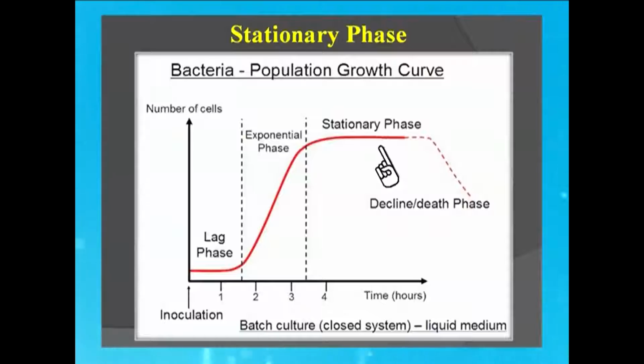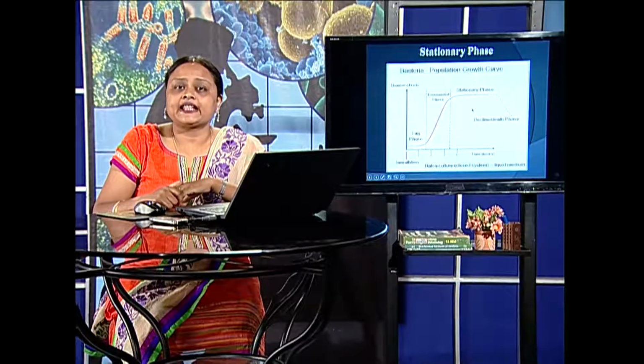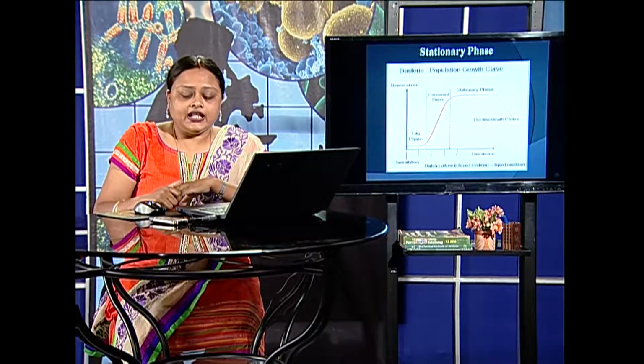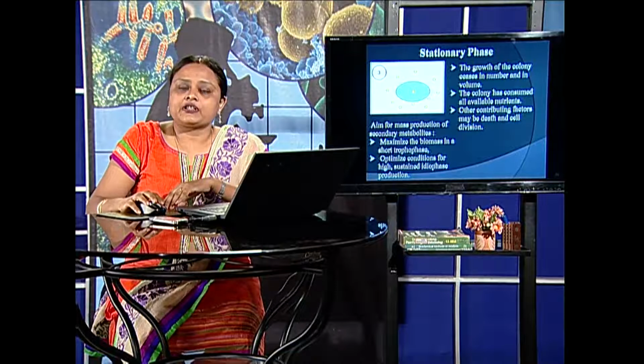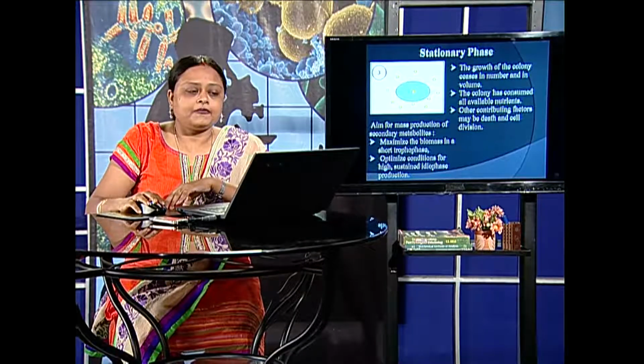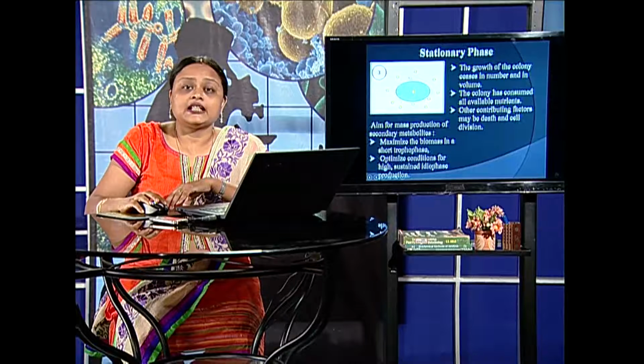And this phase is really important if we consider the case of some secondary metabolite production in the industries. In the industries, we will see the production of secondary metabolites, antibiotics being a very common example. But first, let us see what is happening to the cell.